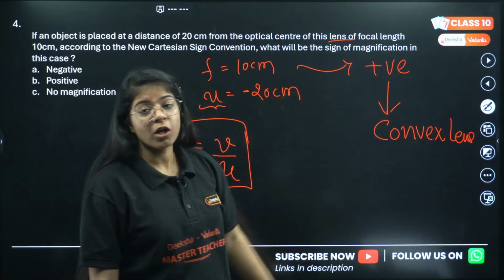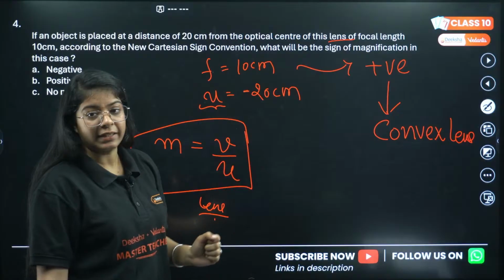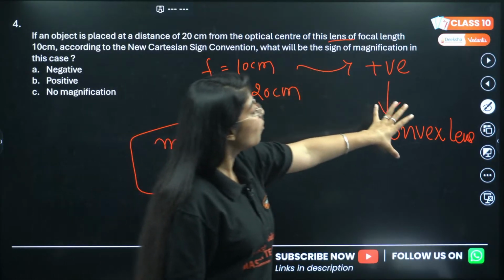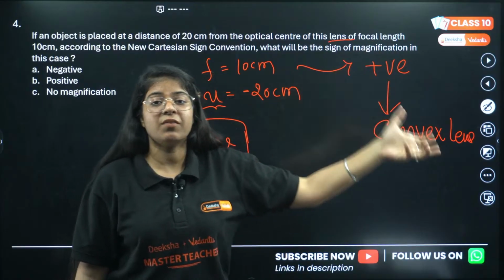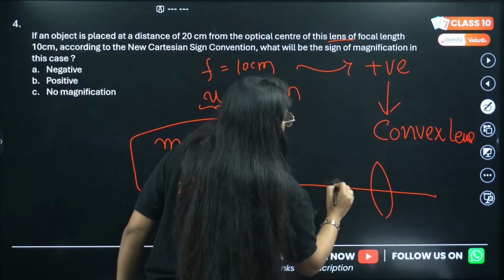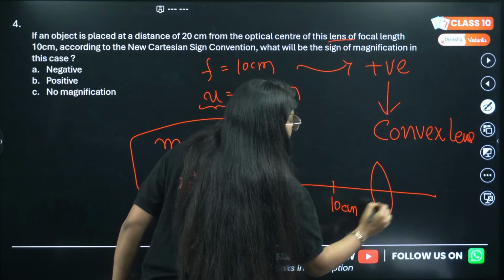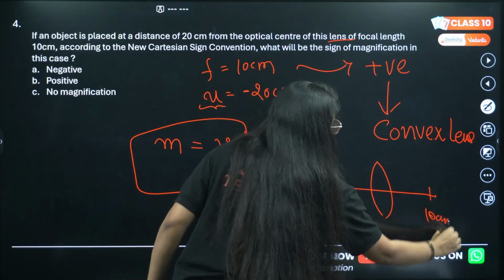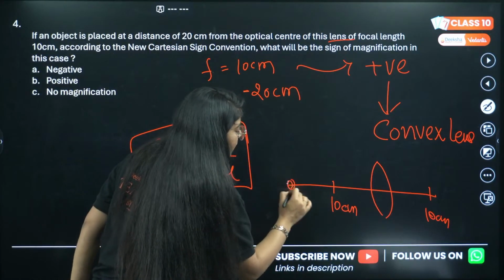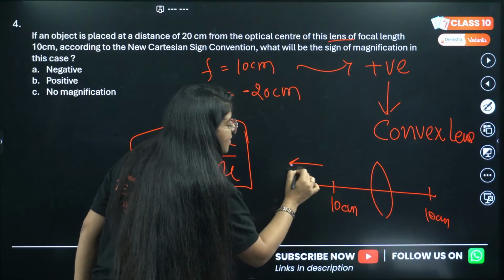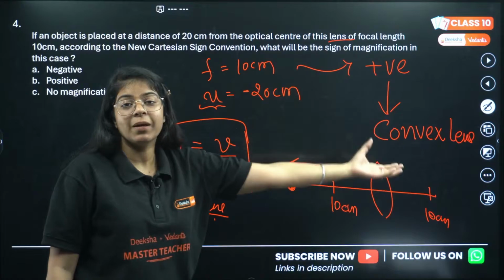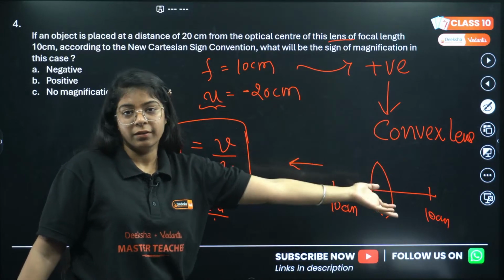Now, for a convex lens, U is definitely negative, and V depends on the kind of image. Now we have to see where the object is placed and where the focal length is. Now this is my convex lens and focal length is 10 centimeter. Correct? The object is placed at 20 centimeter. So that means the object is placed beyond the focal length. That means the image will be real and inverted.